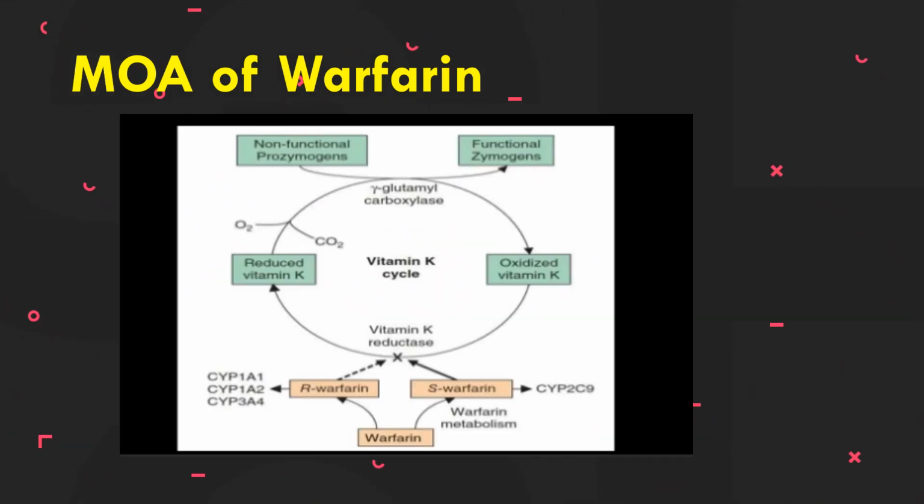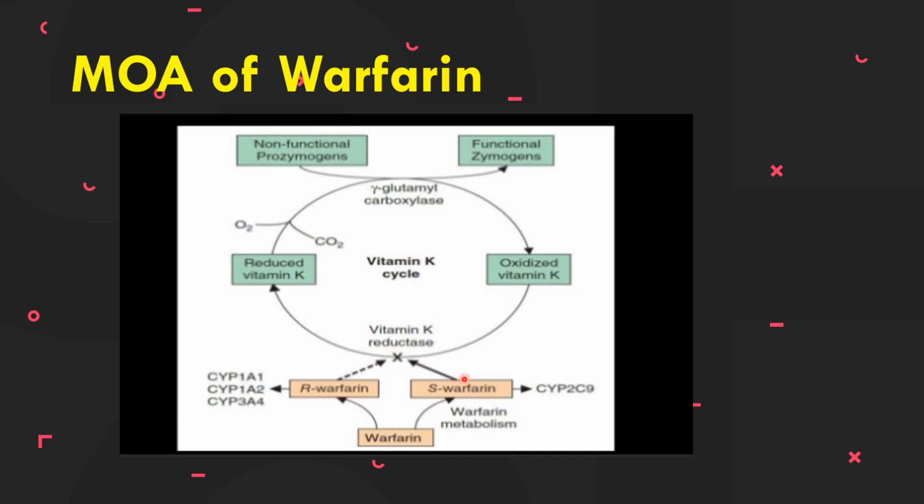So students, in this picture you can easily appreciate the mechanism of action of warfarin. That's basically the vitamin K cycle, and the oxidized form of vitamin K is converted into the reduced form with the help of vitamin K reductase. Warfarin inhibits this enzyme, and warfarin exists as two racemic forms, as I already told you, R and S.